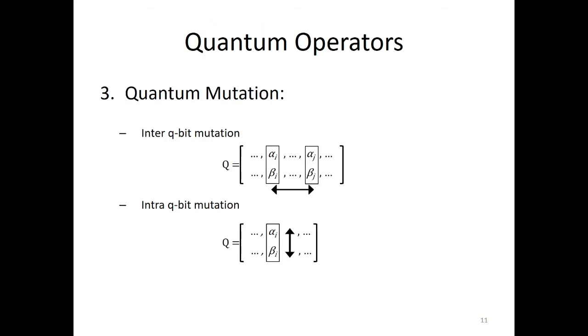The third operator is quantum mutation. Here we have two types of mutation. Interqubit, in which we change the ordering of random qubits of a quantum vector, and the intraqubit mutation, in which we exchange the numbers alpha and beta of the same qubit.